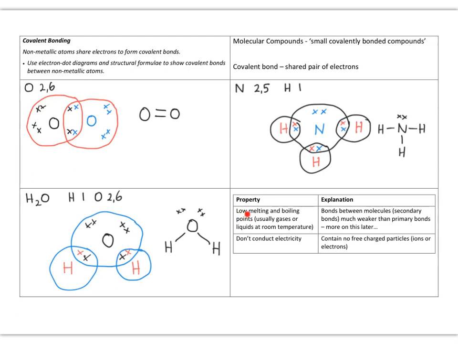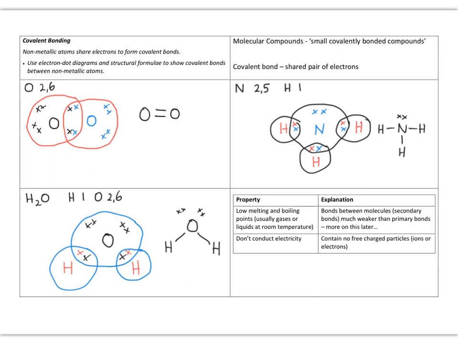Mostly molecular compounds have low melting and boiling points. They're in fact usually gases or liquids at room temperature. There's enough energy even at room temperature to cause the molecules to form a liquid or a gas. That is because the bonding between the molecules, which is what we call secondary bonding, or secondary bonds, is much weaker than the primary bonds. The primary bonds are these bonds within the molecules. These are quite strong and quite hard to break.